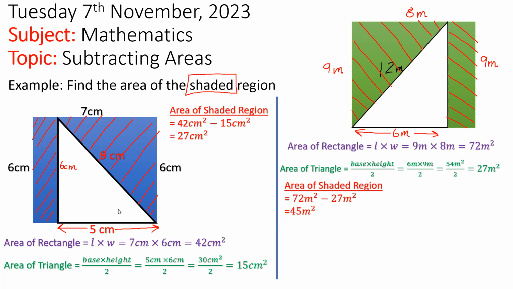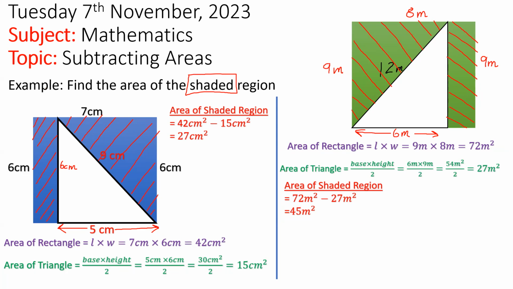The area of the rectangle equals length times width, and then the area is 9 times 8 m, which equals 72 m squared. The area of the triangle equals base times height, and then you divide that by 2. That is 6 times 9 m squared divided by 2. That equals 54 m squared, and then you divide that by 2. That gives you 27 m squared.